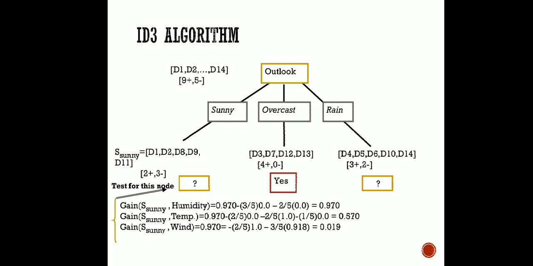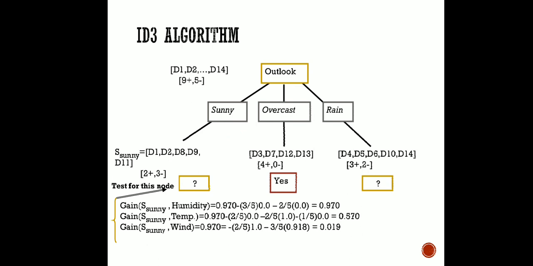So based on that, we find for high how many yes and how many no's there are, and for normal, how many yes and how many no's there are. So you can calculate the entropy of humidity under this condition only. After getting those values, we can find the information gain of humidity with respect to outlook being sunny. The entropy of sunny was 0.971.